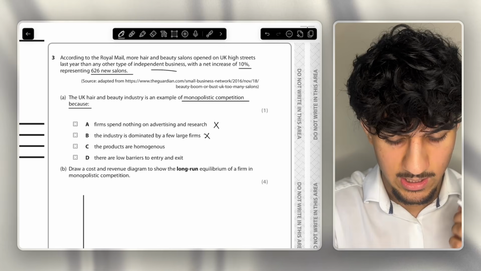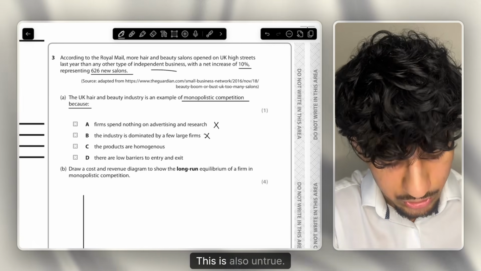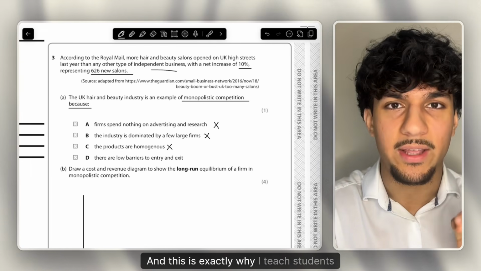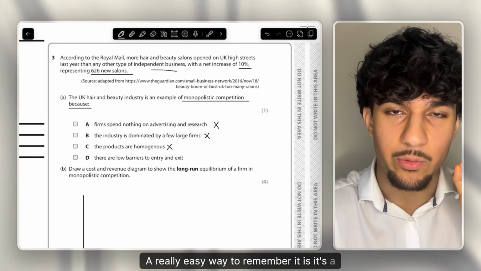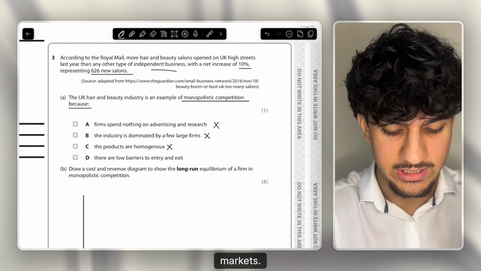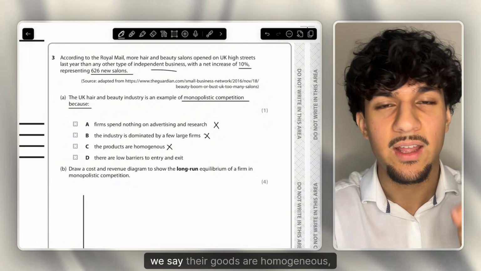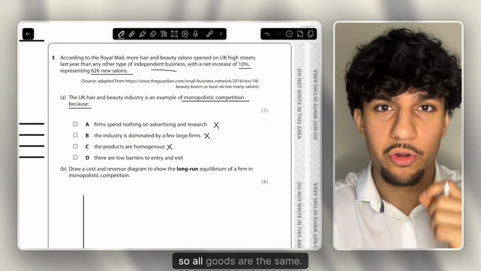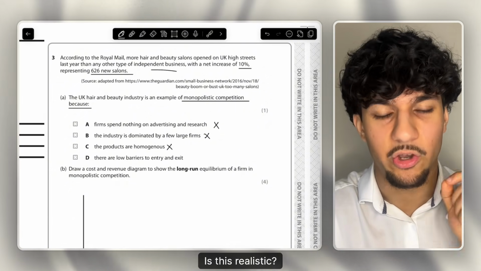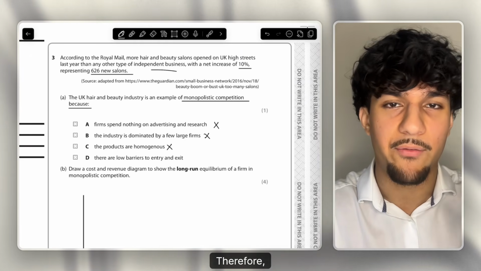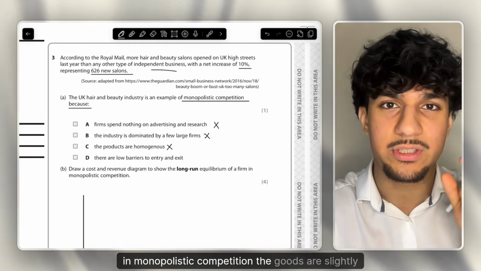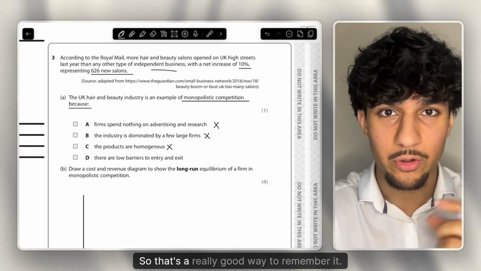Let's move on to C. The products are homogeneous. This is also untrue. And this is exactly why I teach students monopolistic competition. A really easy way to remember it is it's a realistic version of perfectly competitive markets. Perfectly competitive markets, we say the goods are homogeneous, so all goods are the same. Is this realistic? No. Therefore, like I said, monopolistic is the realistic version. Therefore, in monopolistic competition, the goods are slightly differentiated. So that's a really good way to remember it.